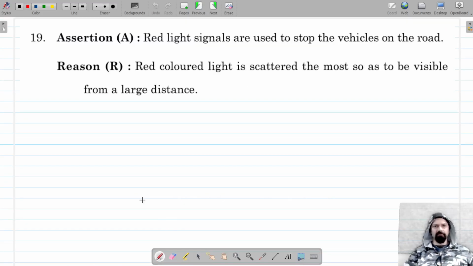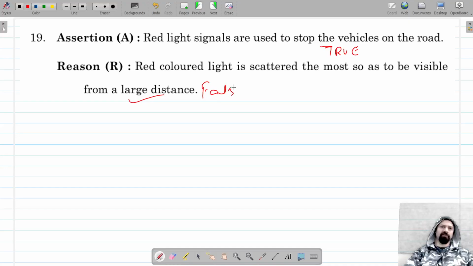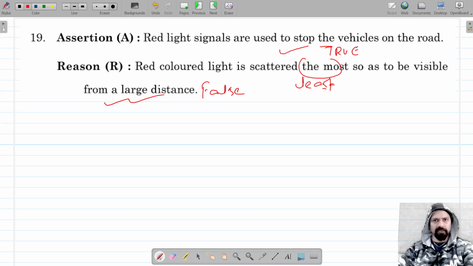Okay, for question number 19, which is an assertion and reason based question, it's given that the red light signals are used to stop the vehicles on the road, which is true. Now, why is it used? The reason given is that red color light is scattered the most so as to be visible from a large distance. It's false. It's not scattered the most, but it's scattered the least, so that it remains at the spot, so that we can easily see it from a large distance. So our option would be A is true and reason R is false, which gives us option C to choose. So for this, the correct option is option C.